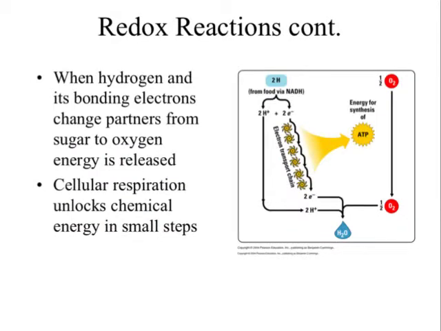When redox reactions occur in the cell, we get the release of energy. So as the hydrogens and electrons go from glucose to oxygen, lots of energy is released. The purpose of cellular respiration is to harness that energy so that cells can do work and the organism can survive. Cellular respiration is going to unlock this chemical energy in small steps, and we're going to take a look at each of those steps.